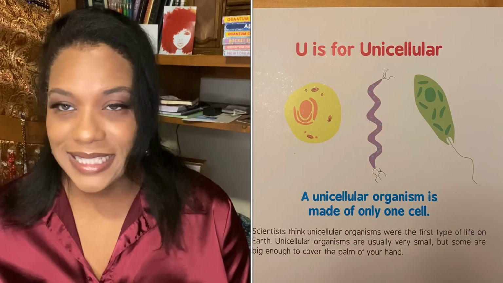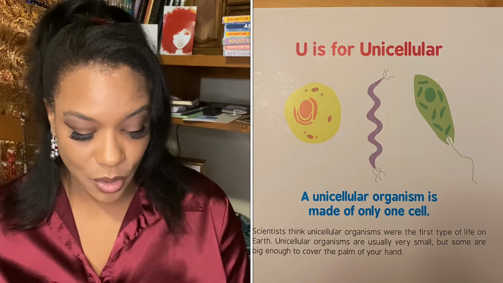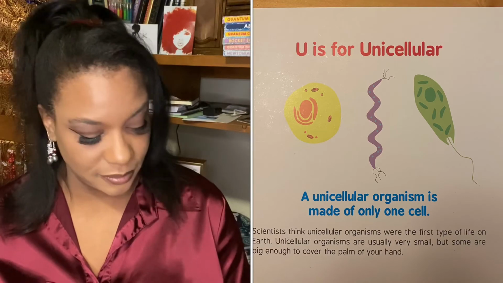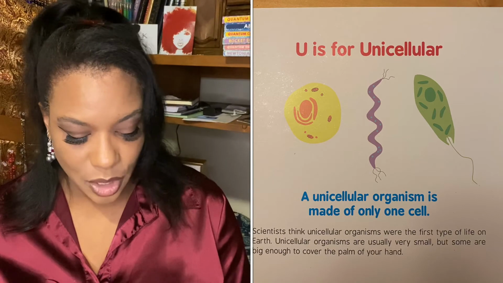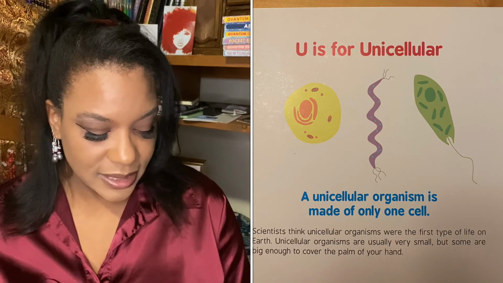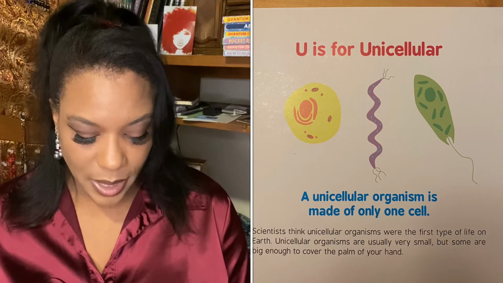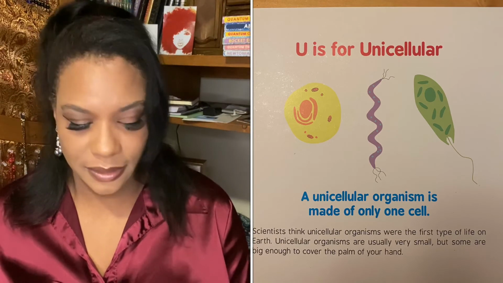U is for unicellular. A unicellular organism is made of only one cell. Scientists think unicellular organisms were the first type of life on Earth. Unicellular organisms are usually very small, but some are big enough to cover the palm of your hand.